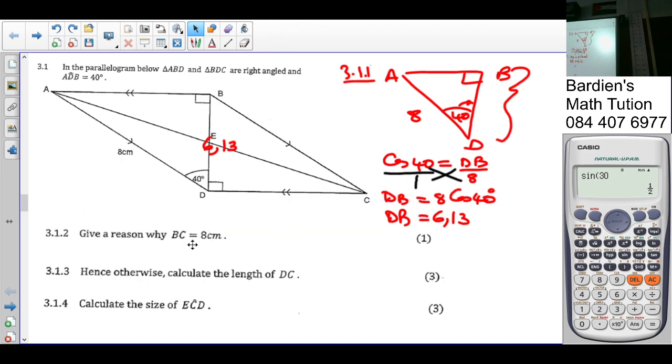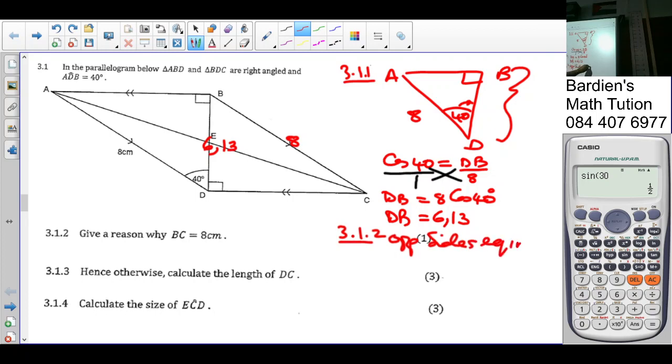Give a reason why BC is 8 centimeters. Who can tell me why BC is 8 centimeters? So 3.1.2, opposite sides equal in parallelogram. Or you can write the word parallelogram. You all agree with that? Those are one of the properties we already said initially. Now when we said it's a parallelogram, those things came up. Opposite sides are equal in a parallelogram. You all okay with it?